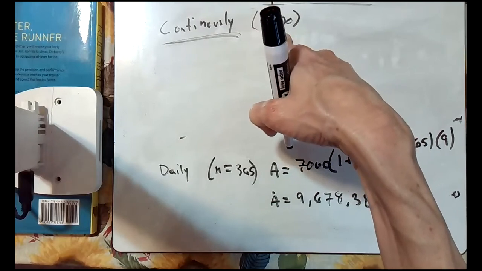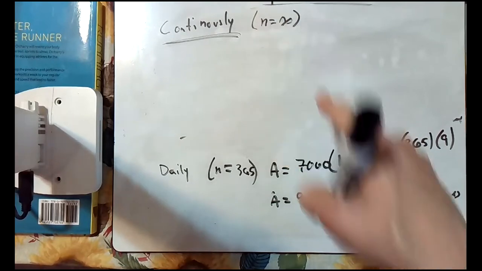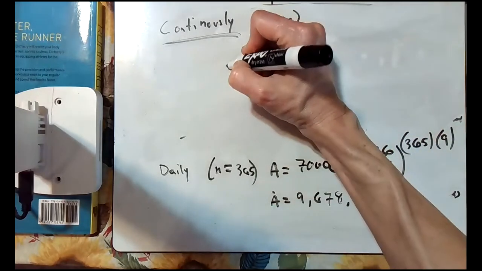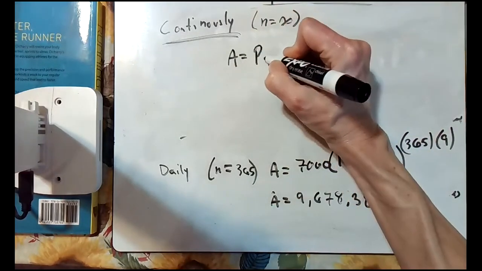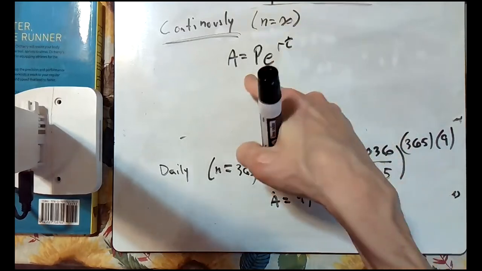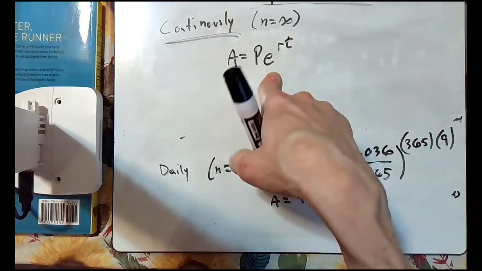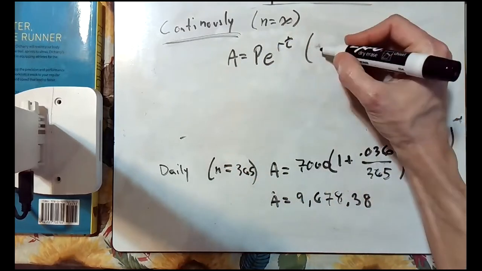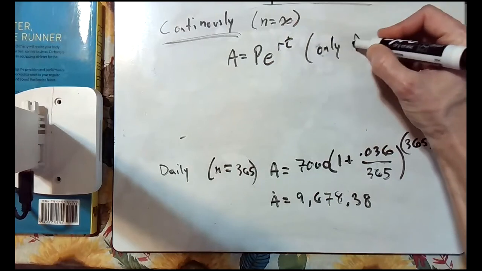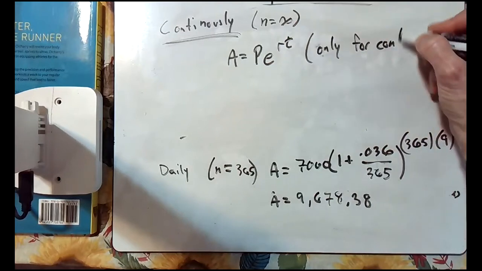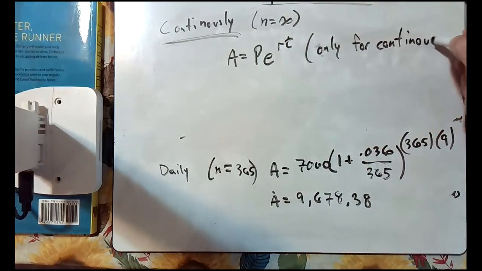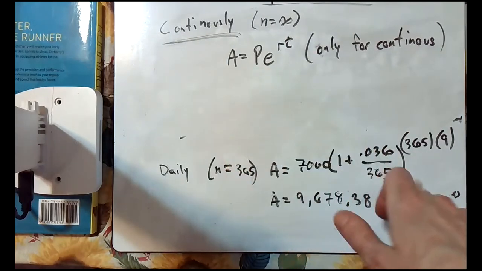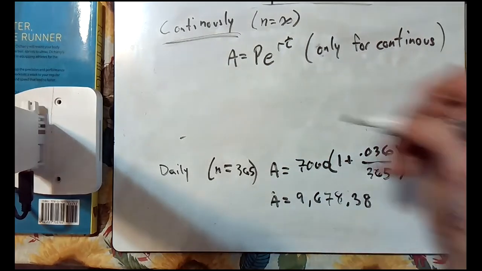So really crazy, right? Now, how does that work? Well, we can't plug infinity into that previous formula that we had. For continuous, we use this one right here, P E to the RT. So you see there's that E that comes up right there. Remember, this is only for continuous. But this formula is a lot easier, right? Because there's no 1 plus r over n and stuff like that. So how do we work this out?